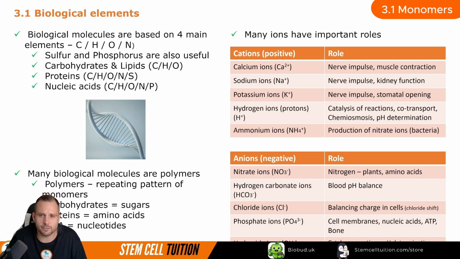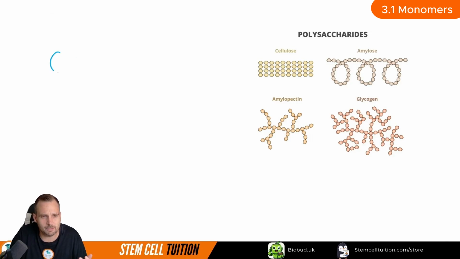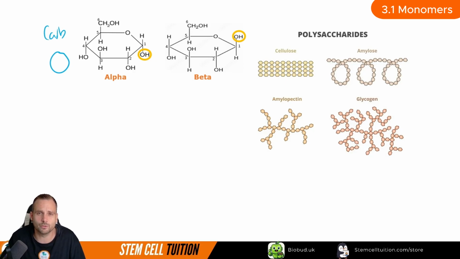So in this section, we're going to start on what the difference between a monomer and a polymer is. So a monomer is simply an individual unit of a larger biological molecule. So it's the smallest functional unit. So for instance, in carbohydrates, it's going to normally be some kind of glucose molecule. And you will learn very soon, alpha and beta are the ones that we look at in year 12.